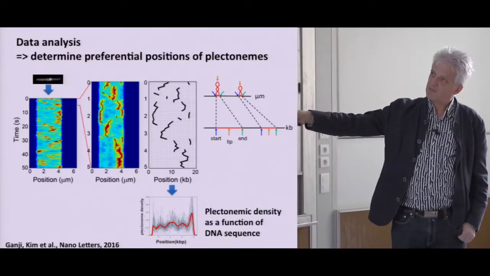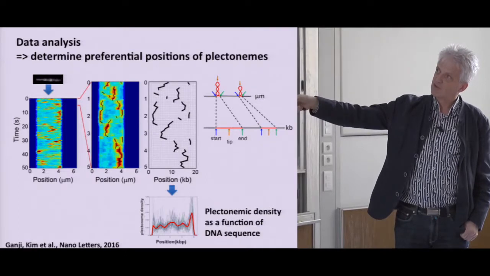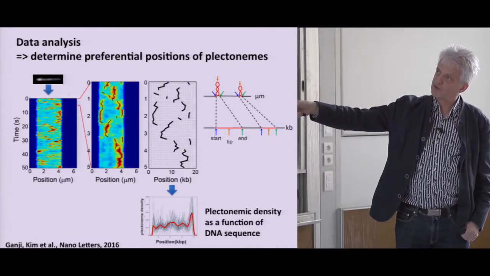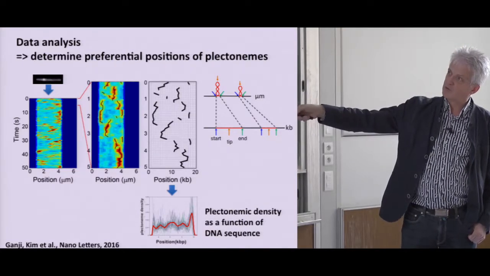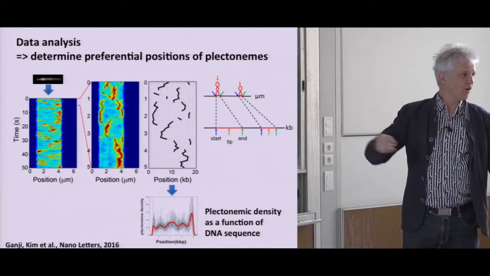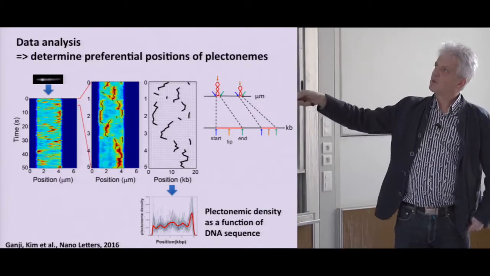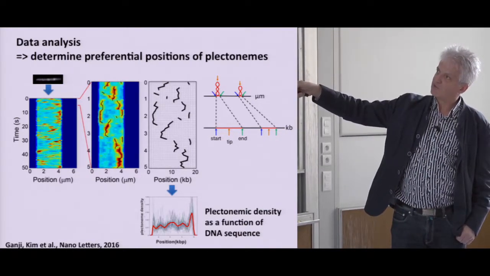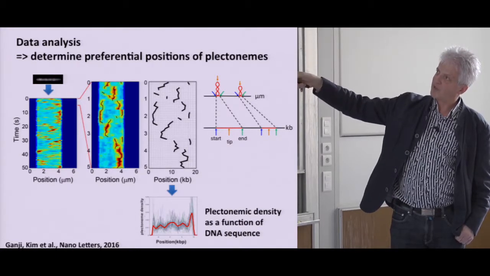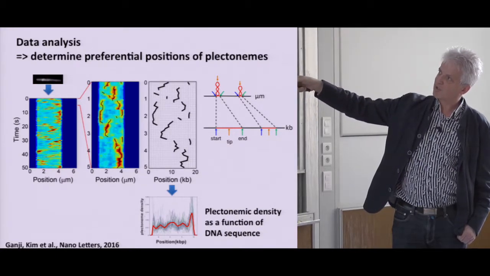Basically, this is time, and this is position. So we can trace the position of these blobs as a function of time. We can actually transfer that position in microns to position in kilobases along the stretched out molecule, because we realized that a very bright spot takes up a piece of DNA where you have a start and tip and the end of the plectoneme structure, so we can stretch it out in kb.